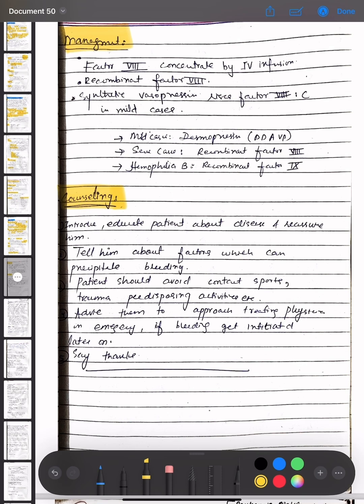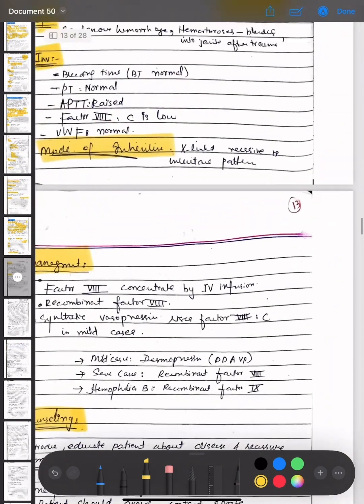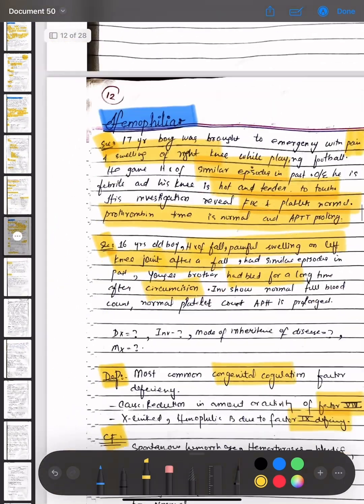precipitate bleeding. The patient should avoid contact sports, trauma, and predisposing activities. Advise them to approach the treating physician in an emergency if bleeding starts, and then say thanks. So we have discussed the last topic, that is hemophilia.